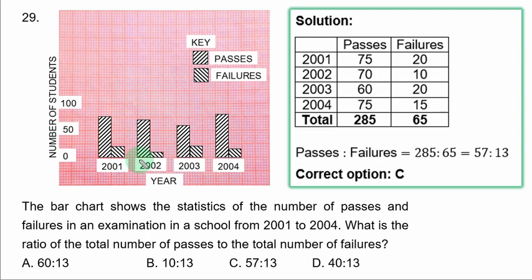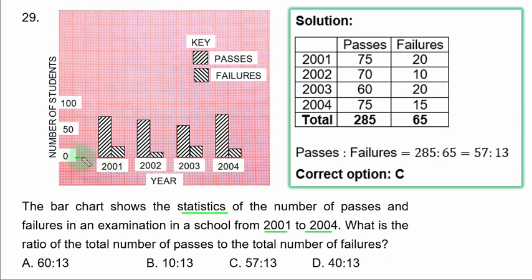Question 29. The bar chart shows the statistics of the number of passes and failures in an examination in a school from 2001 to 2004. What is the ratio of the total number of passes to the total number of failures? So we have passes and failures. Now let's observe the frequency, the number of students.